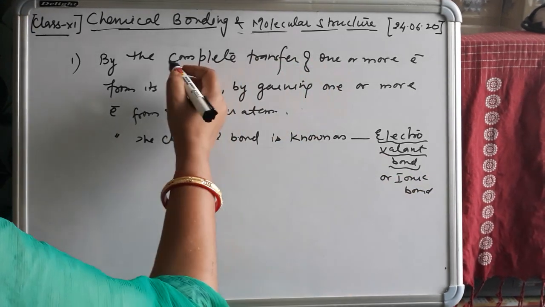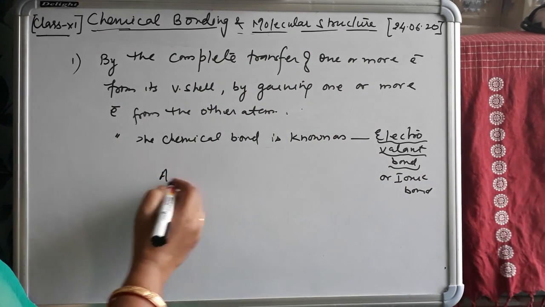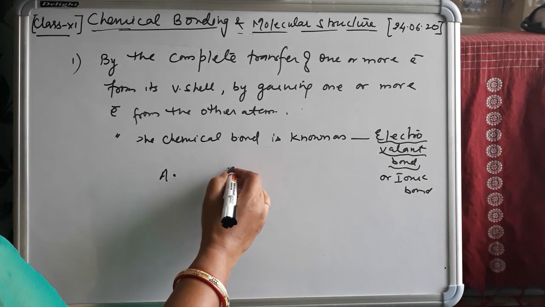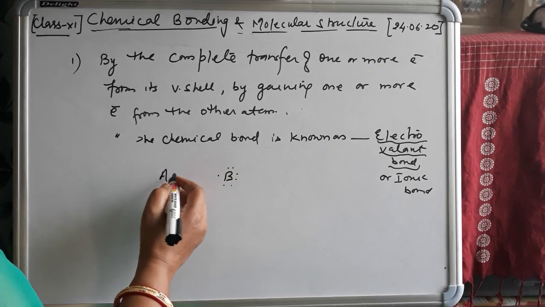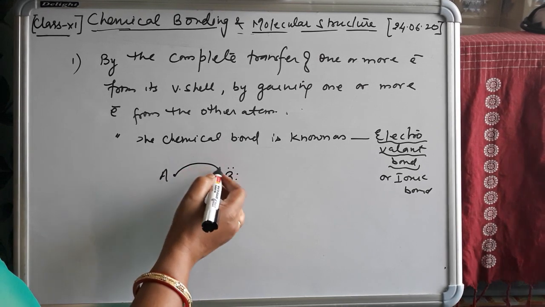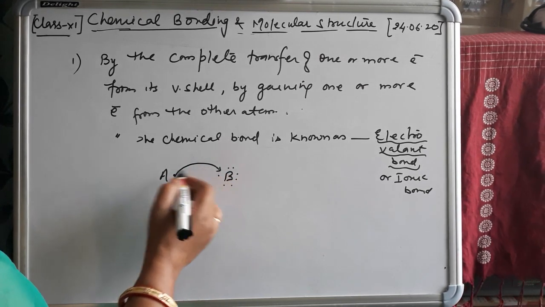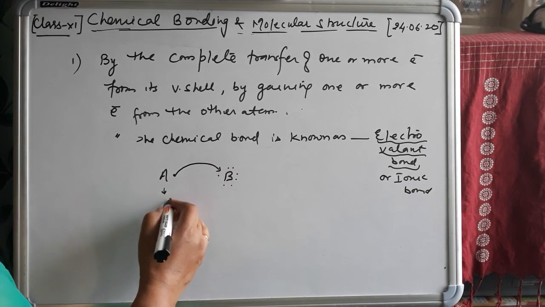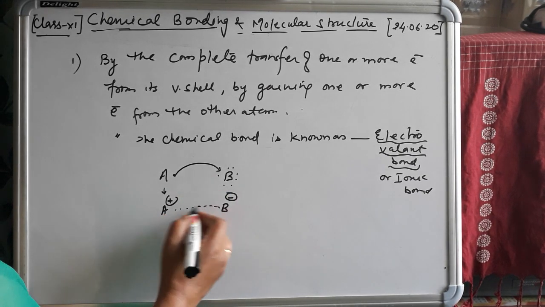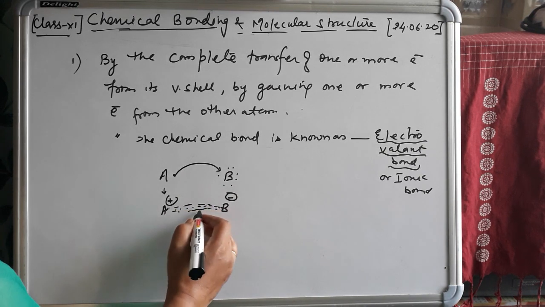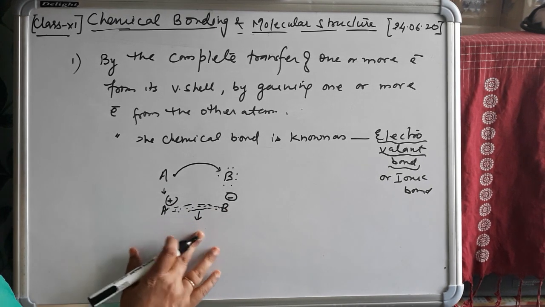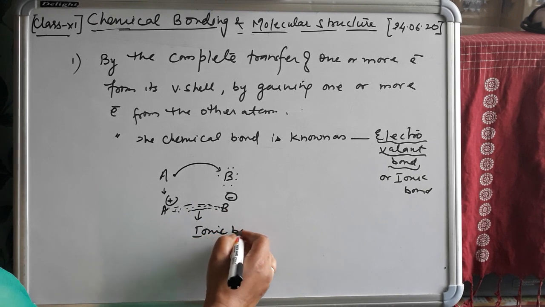When there is complete transfer of one electron, suppose this is species A and it has one valence electron, and this is species B and it has 7 valence electrons. A completely transfers one electron to B, and B gains one electron from A. In that condition, A becomes A positive and B becomes B negative. So an attractive force exists between A and B. This type of attractive force is known as an ionic bond.